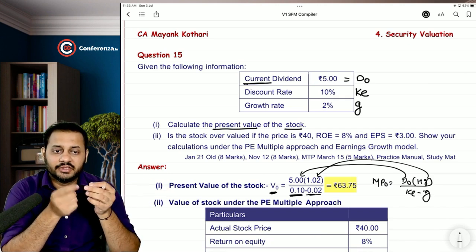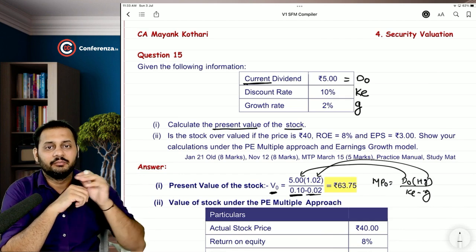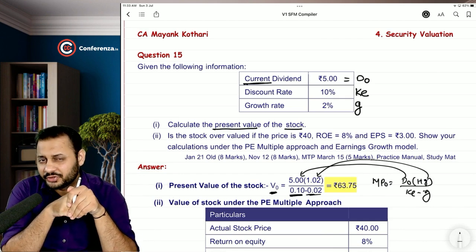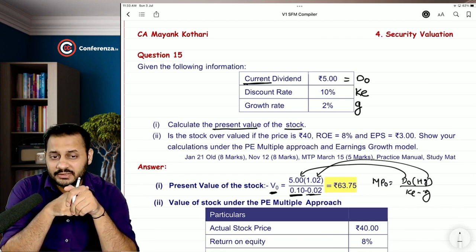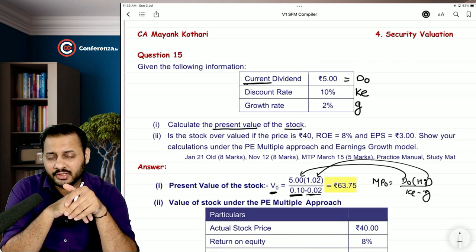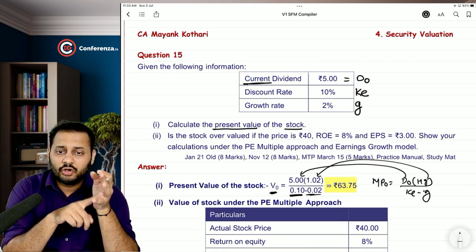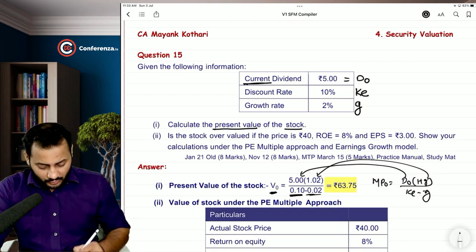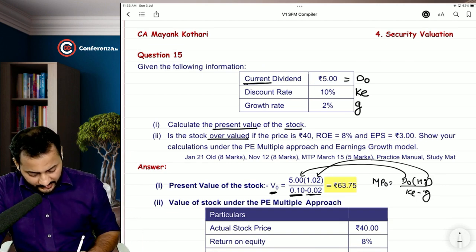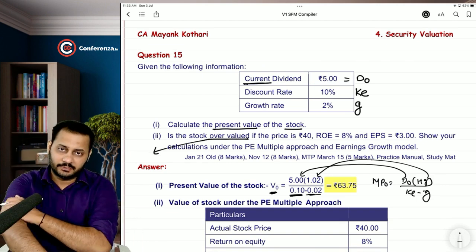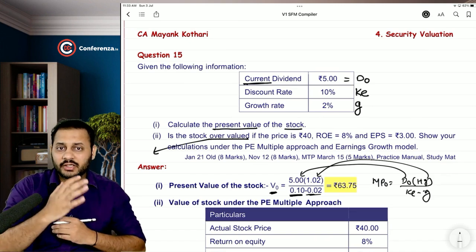The thing that we need to learn is in the second part, and there is some ambiguity in the question which I am going to explain, dictate, and you have to write it down in the question. Is the stock overvalued? Now first stop at the overvalued part and let me explain how the stock becomes overvalued.